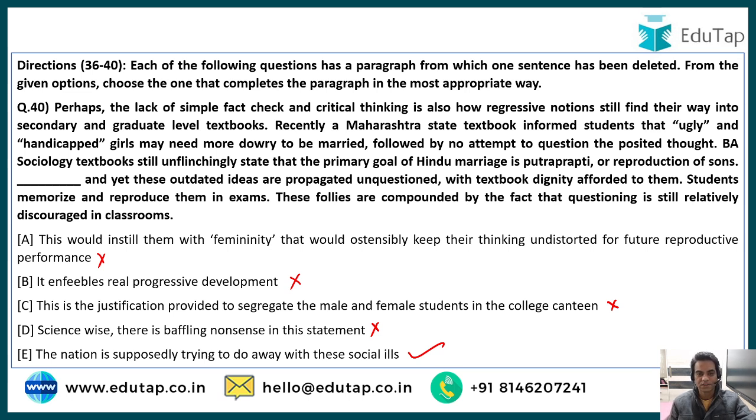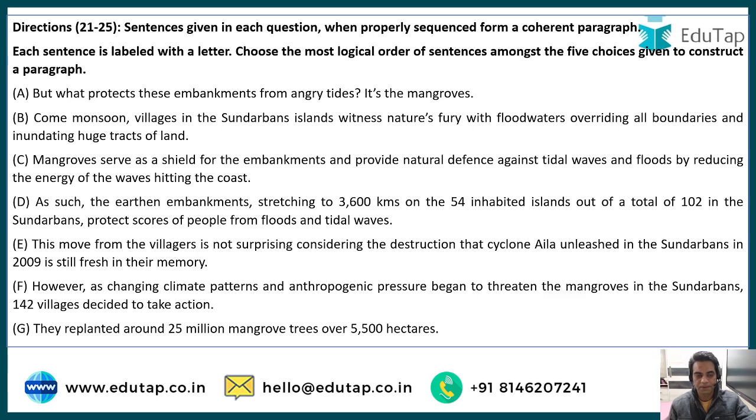These were the questions for filling the blanks with missing sentences. Followed by, guys, there is this rearrangement, parajumble questions that I wanted to discuss with you. So let's try to read all the sentences and let's try to solve it. Sentences given in each question, when properly sequenced, form a coherent paragraph. Each sentence is labeled with a letter. Choose the most logical order of sentences amongst the 5 choices given to construct a paragraph. So we'll try to read all the sentences and I will try to solve it right here. Let's read the sentences.